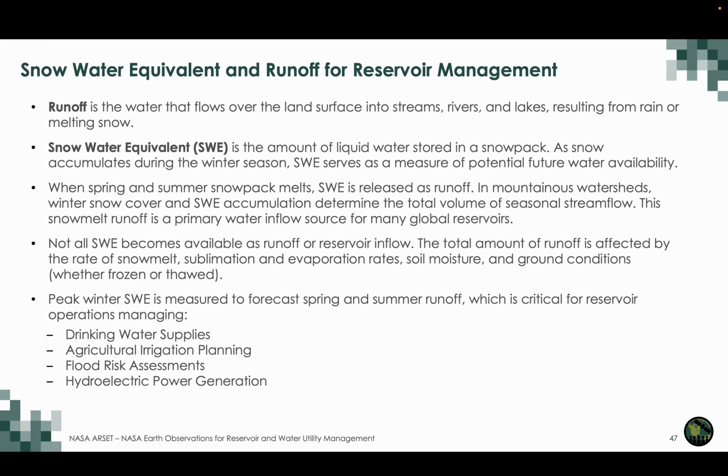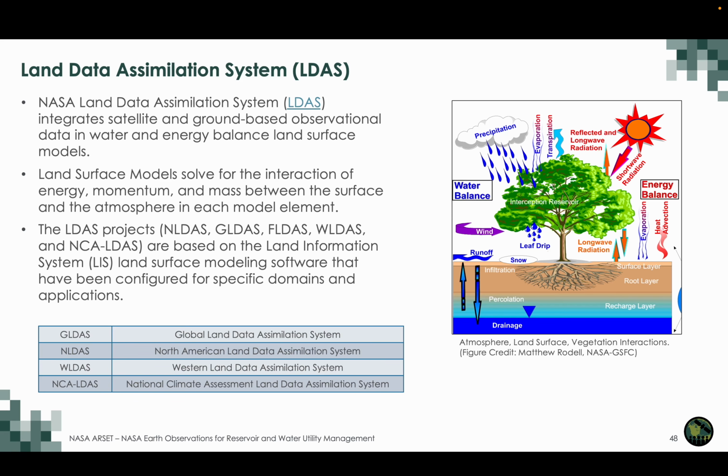So the amount of runoff depends on the rate of snow melt, sublimation, evaporation rates, soil moisture conditions, and ground conditions, such as whether the ground is frozen or thawed. Depending on that, runoff can vary. Generally, peak winter snow water equivalent is measured to forecast spring and summer runoff, and this is critical for reservoir management for these activities that we have been talking about.